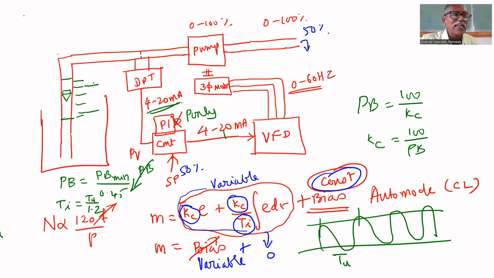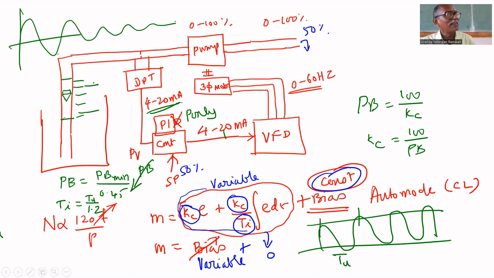Otherwise, if the oscillation is like this, let us assume, it means in future it will settle. It is not Kc max; it is less than Kc max. Another case is it goes like this, going on increasing, but it cannot go beyond 100%.